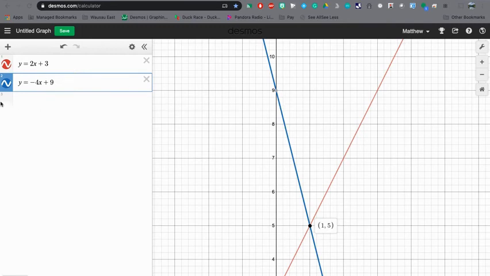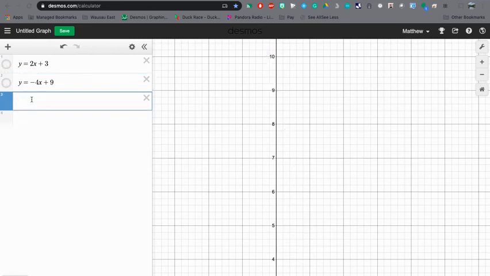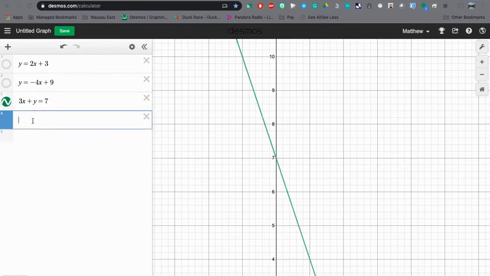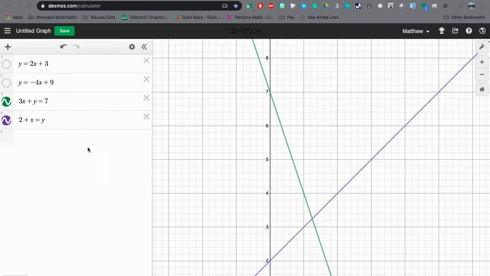But now, if you ever want to check your answers, or if it just says solve anyway, I would recommend just typing them into Desmos and graphing. It works whether they're in y equals form or not. So if I had 3x plus y equals 7, it'll graph that for me. And 2 plus x equals y maybe, or something like that. You could solve those by substitution. But you can see right there where they cross, it's not a very nice answer. We probably won't have you do one like that using substitution or elimination.